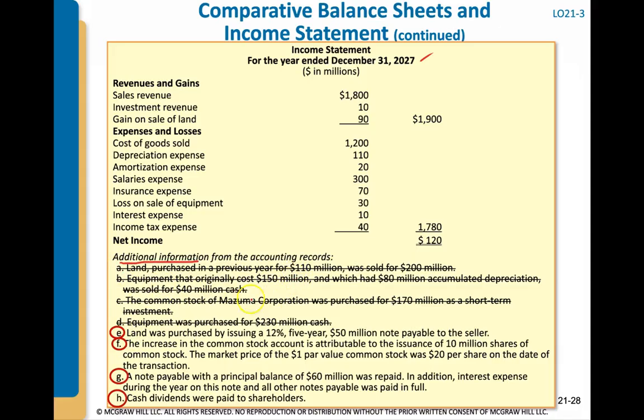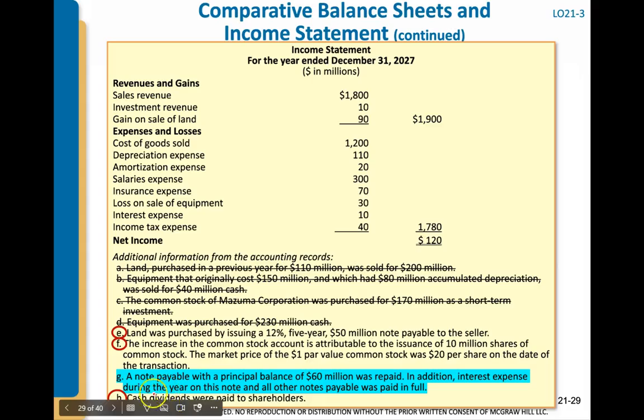A through D we've addressed in the investing activity video. And items E through H we're going to address here in this video for the financing activities. So let's start with the first one that we're going to hit. It's going to be item G. A note payable with a principal balance of $60 million was repaid.